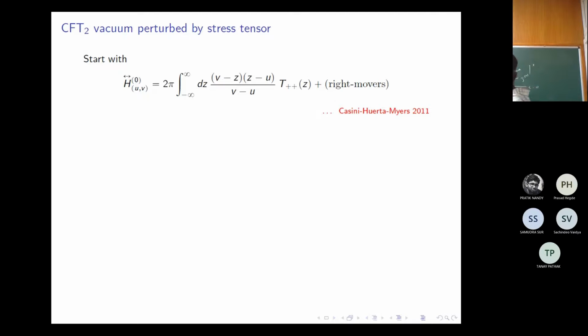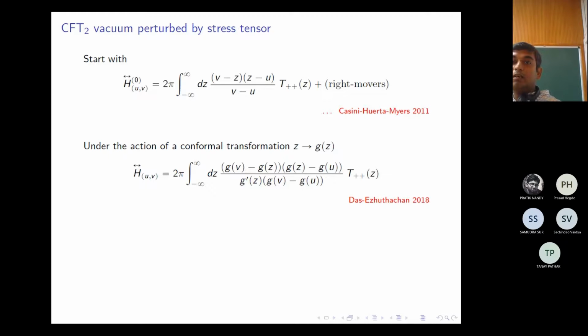Z is the light cone coordinate, x plus. And then if you do a conformal transformation, Z to G of Z, then this H UV.